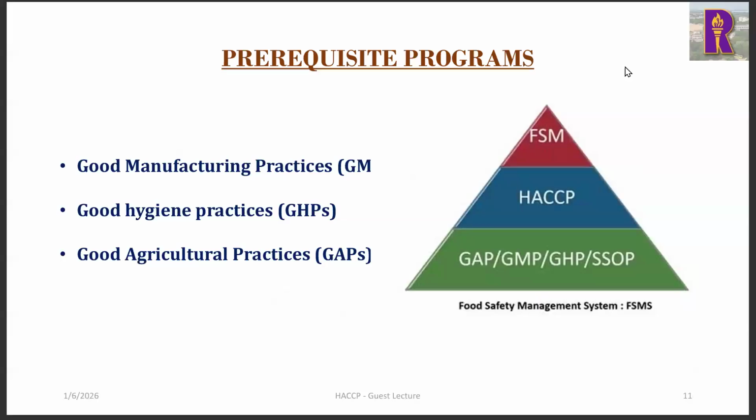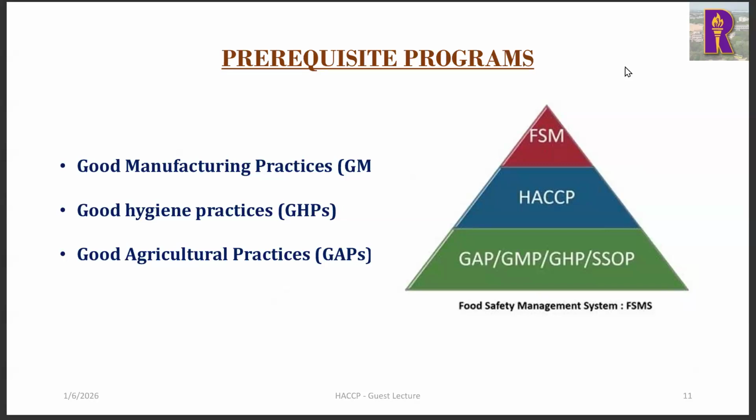So first, before moving into the principles, there must be a basement, which is nothing but prerequisite programs. So all this GMP, GHP, GAP, sorry, in GMP P is missing. So GMP is nothing but good manufacturing practice, HP is nothing but hygiene, AP is nothing but agricultural practices. So all these things come under the basement of any critical analysis procedure.